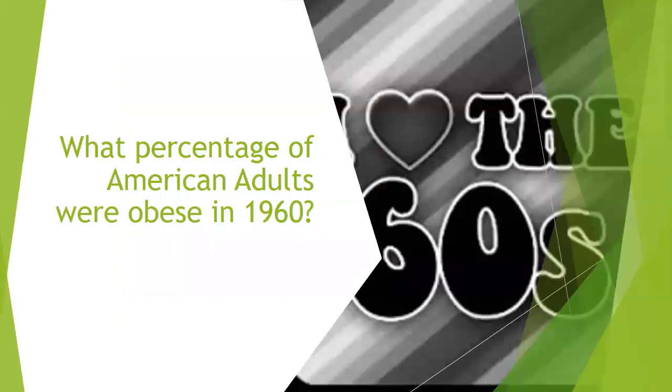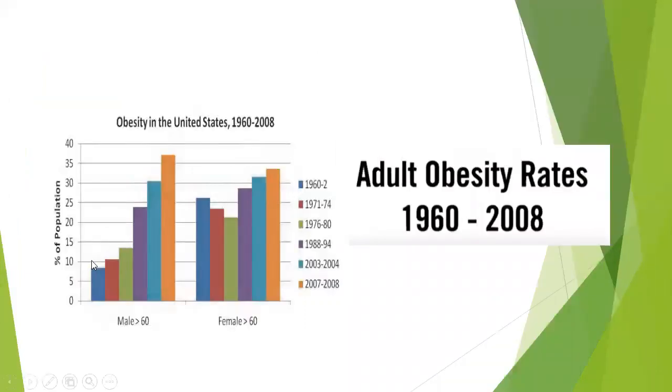All right. What percentage of American adults were obese in 1960? Just go ahead and yell it out. What percent of people in 1960 were obese? What percent do you think? 35? 75%? You think more people were obese? 10% of people in 1960 were obese. And now it is all the way up to 35%, and that was in 2008.